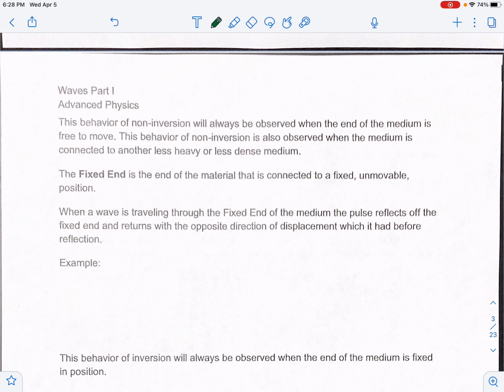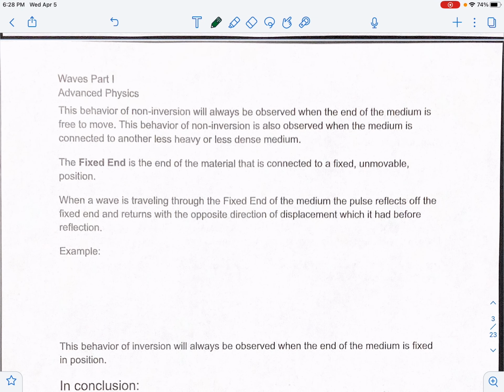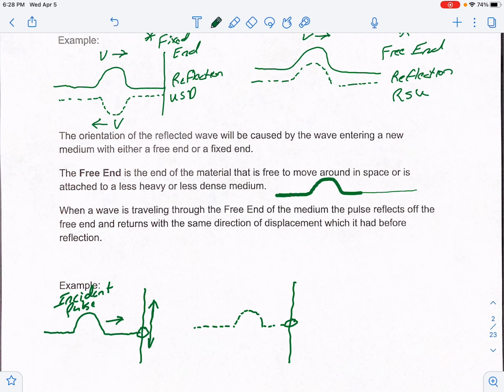Okay, so moving on to the next, this behavior of non-inversion will always be observed when the end of the medium is free to move. Okay, this behavior of non-inversion is also observed when the medium is connected to another less dense medium. Okay, so that's basically what I just talked about up here, when you went from a thicker rope to a thinner rope. Okay, so that would still be considered a free end, so that pulse would come back right side up.